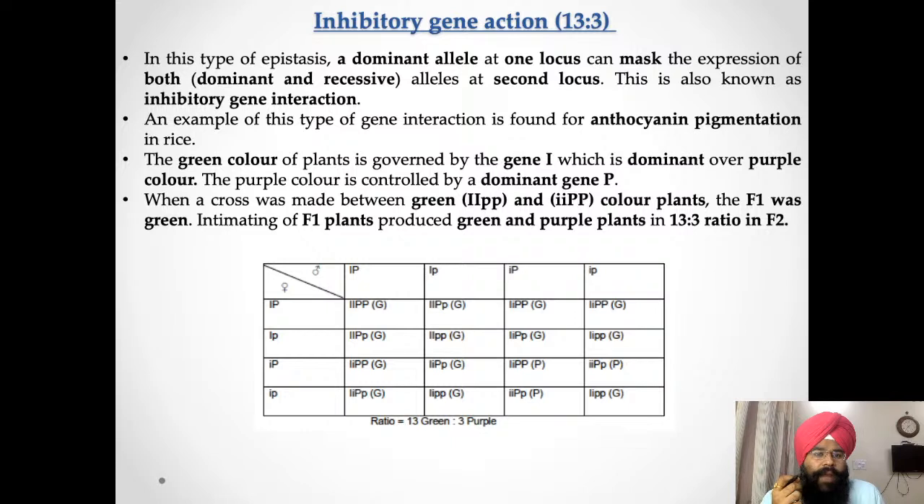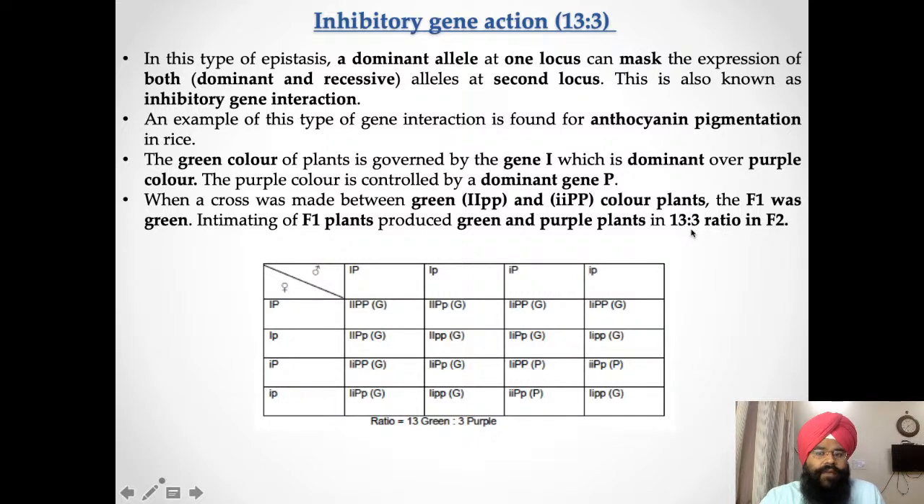The green color of the plant is governed by gene I, which is dominant over the purple color. The green color is dominant, gene I, over the purple color, and purple color is governed by the gene capital P. So when a cross is made between capital I capital I small p small p and small i small i capital P capital P colored plants, F1 was green. So you have the first generation plants green, and intermating the F1 plants produces green and purple plants in the ratio of 13:3.